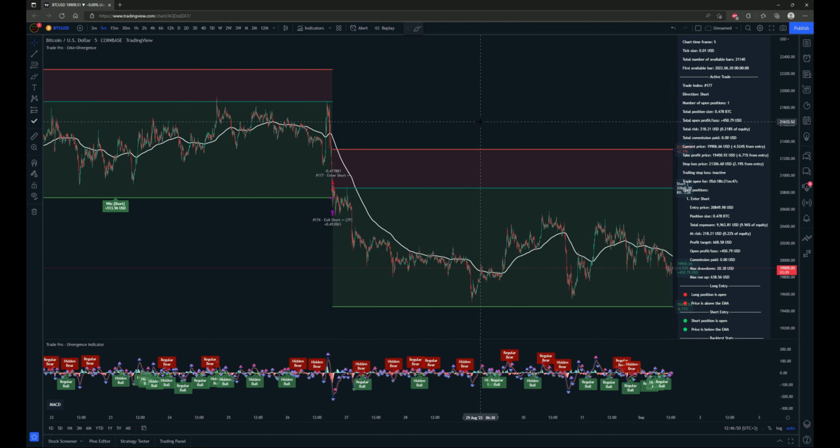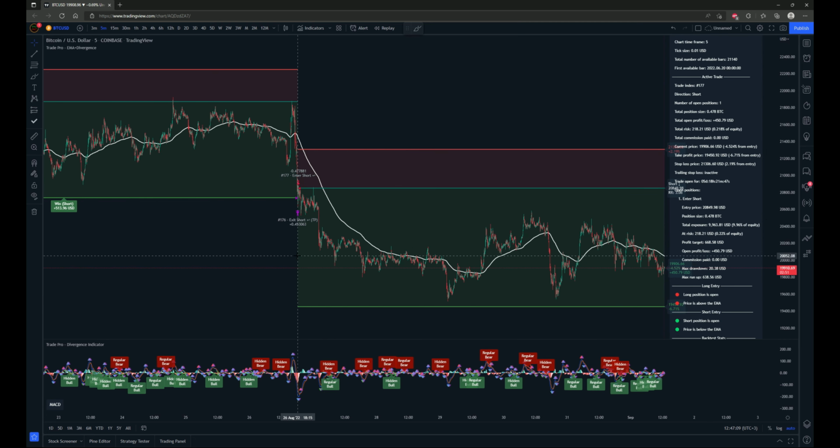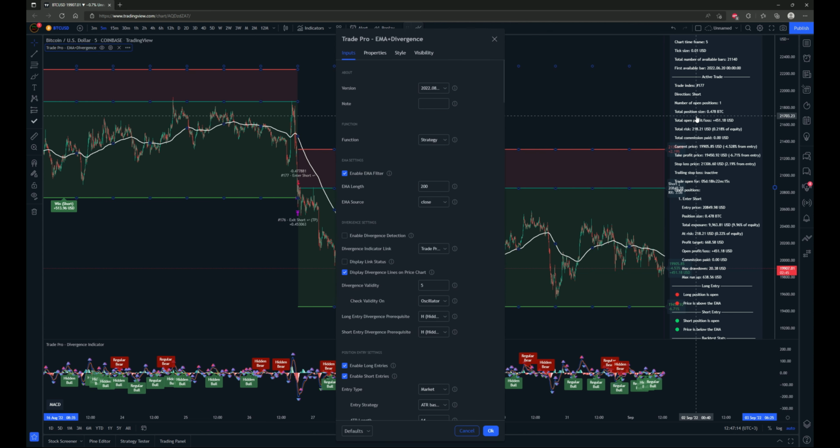But mind you, the strategy is not entering trades based on divergence yet because the divergence indicator is not linked to the strategy yet. Right now, it's only entering purely based on if price is above or below the 200 period exponential moving average. So it's just entering into one trade after another, just depending on where price is relative to the 200 EMA. So to fix that, we need to actually go into the strategy settings and link the TradePro divergence indicator to the strategy. And we can do that right here.